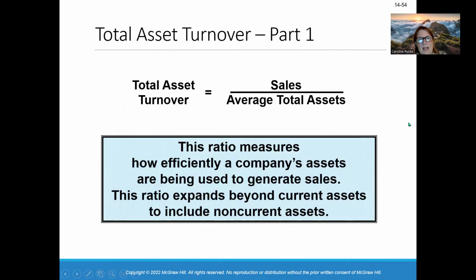All right, total asset turnover. That's sales divided by the average total assets. This ratio measures how efficiently a company's assets are being used to generate sales. This is going to expand beyond current assets and also include all your non-current assets.